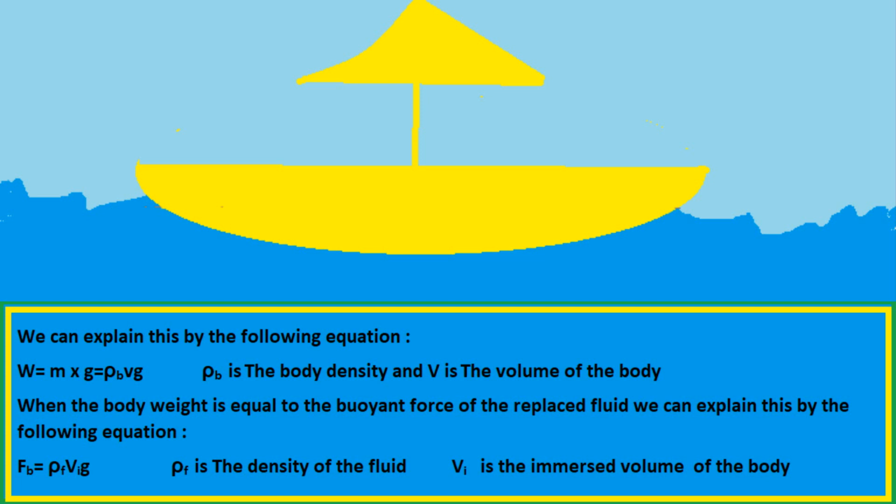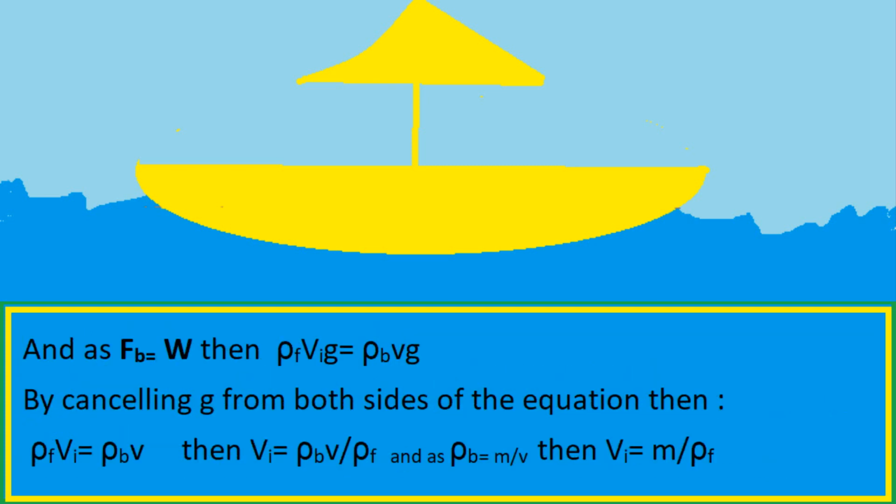When the body weight is equal to the buoyant force of the replaced fluid, we can explain this by the following equation: Fb equals rho f times vi times g. Rho f is the density of the fluid, vi is the immersed volume of the body. And as Fb equals W, then rho f times vi times g equals rho b times v times g. By cancelling g from both sides of the equation, rho f times vi equals rho b times v, then vi equals rho b times v over rho f, and as rho b equals m over v, then vi equals m over rho f.